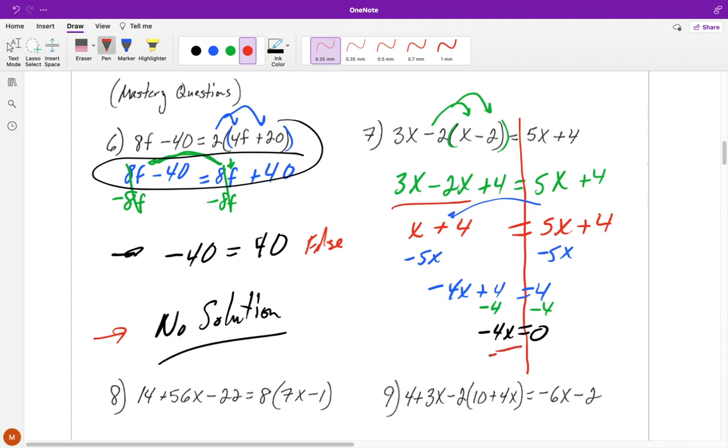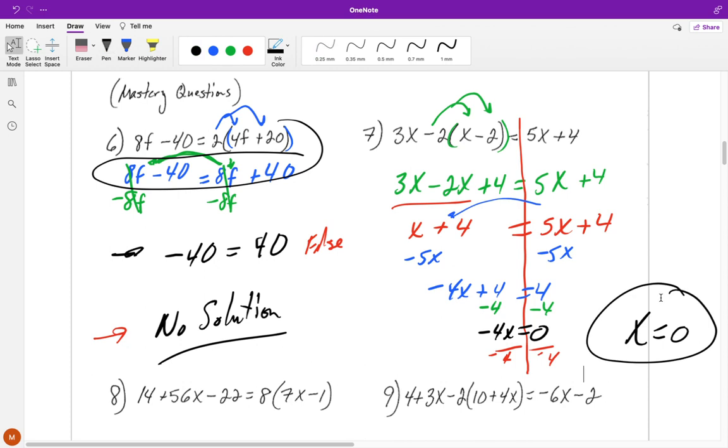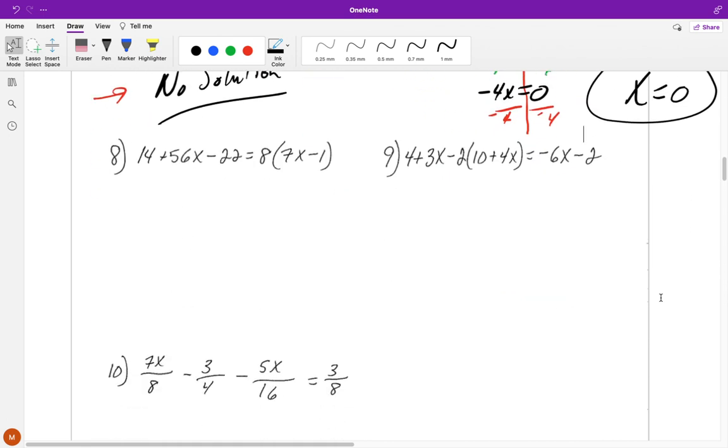So from here, I'm going to divide each side by negative 4, and 0 divided by any number is 0. So x is then equal to 0. All right, so I put these ones next to each other so you can see the difference from when one is a special case versus one is 0. And the next one is another special case as well.